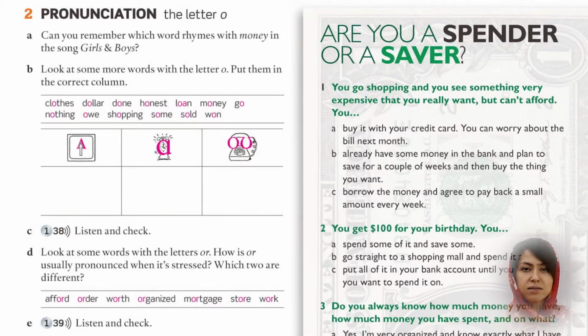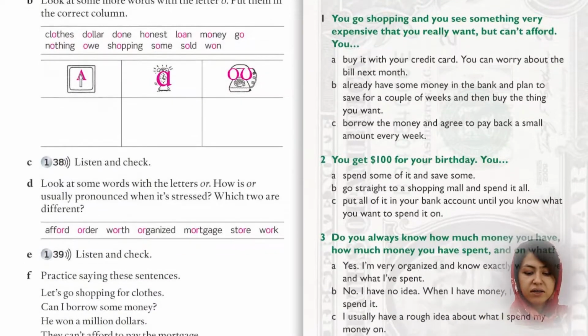Some, some. The first. Loan, loan. The third. Sold, sold. Again, the third. Money, money. It's the first. One, one. The first. Go, go. This is for the third column. Okay, so that's it.